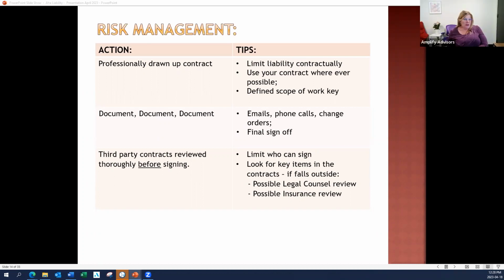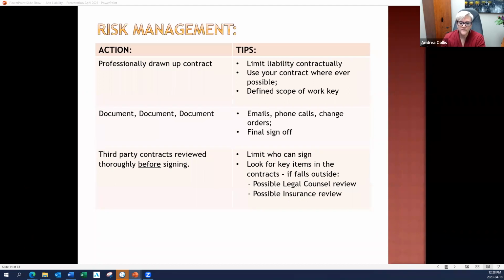Thanks, Andrea. A couple quick questions. One that came through was, how common is it to have a limit of liability in a contract, cost of service? Very common, and in fact recommended. A lot of contracts that we see will be the cost of fees, right? And that's really the main reason for you to make sure you have your own contract, is to limit your liability.